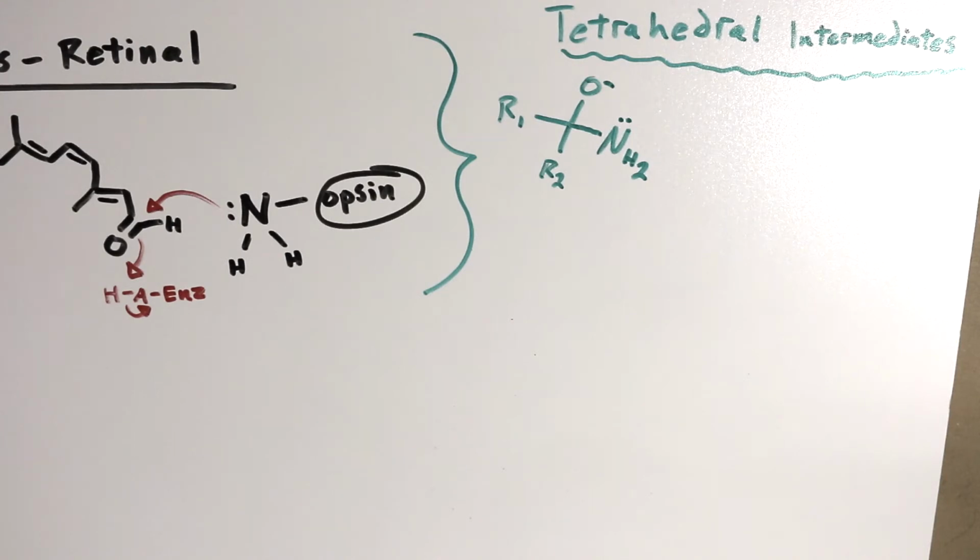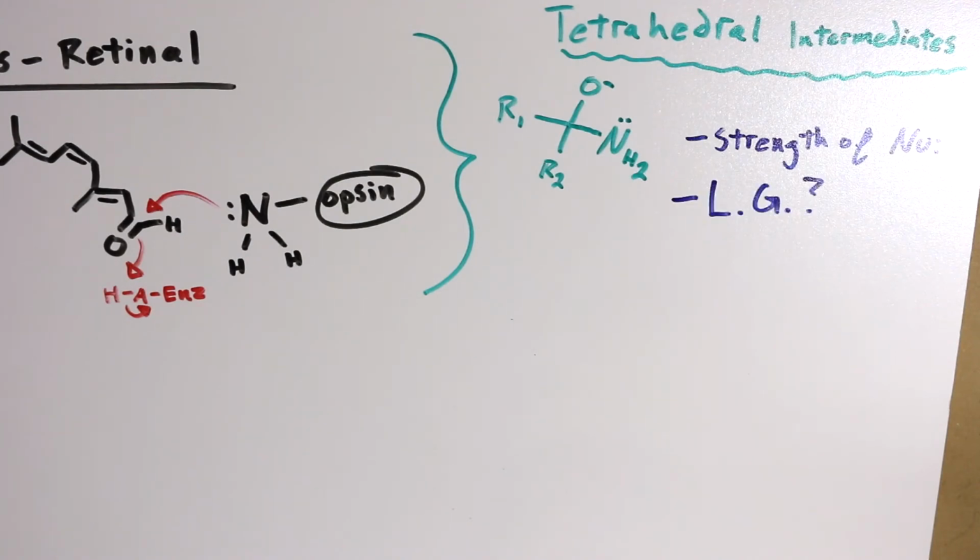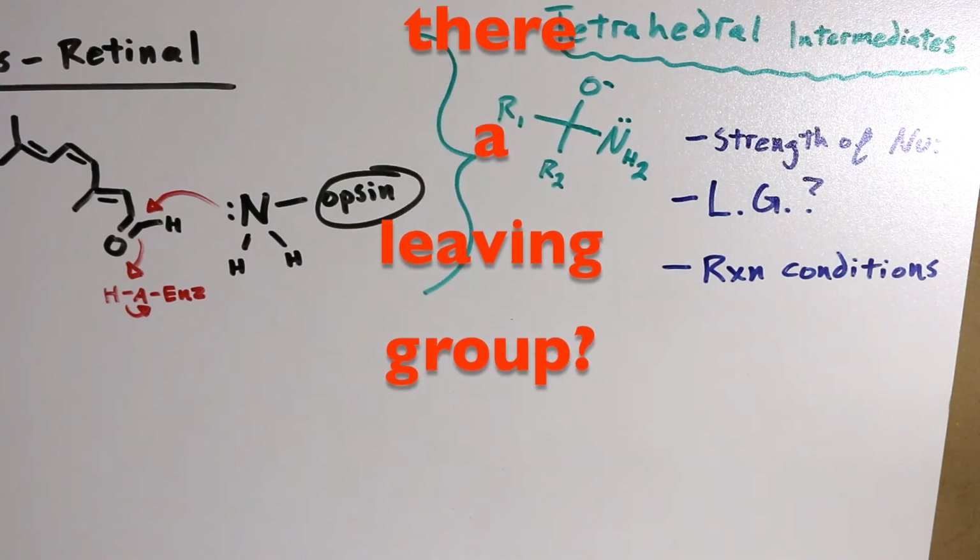Predicting carbonyl chemistry requires the following knowledge. How strong is the nucleophile? Will a leaving group be formed? How many and how good is that leaving group? And what are the conditions and what molecule is most stable in these conditions as a product? Once you have a tetrahedral intermediate, the most important question to always ask yourself is, is there a leaving group?